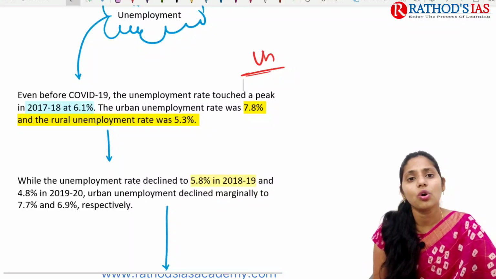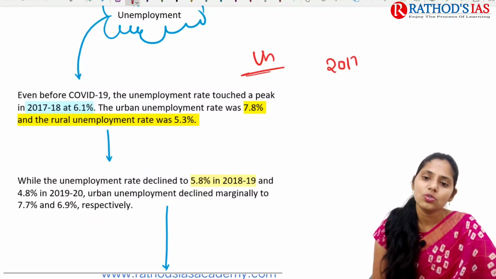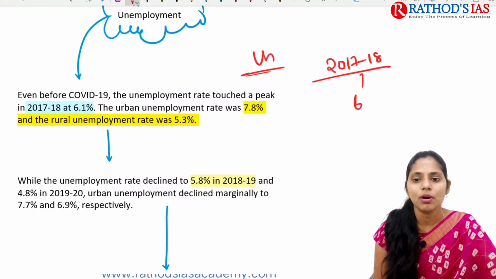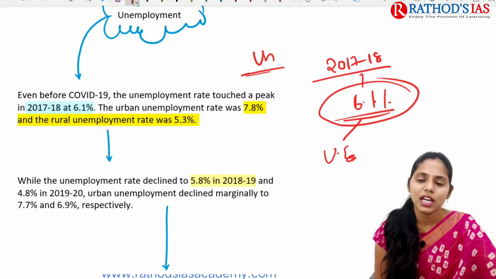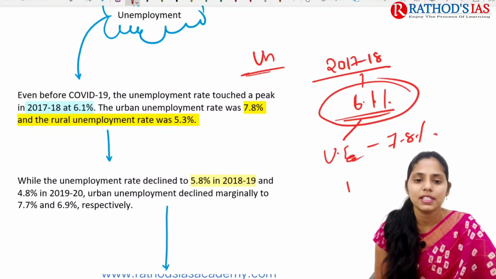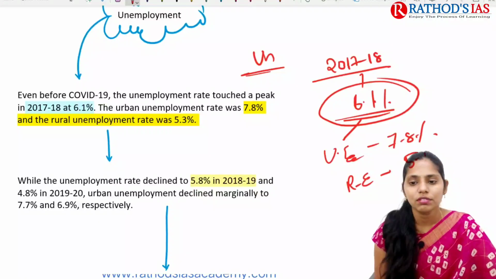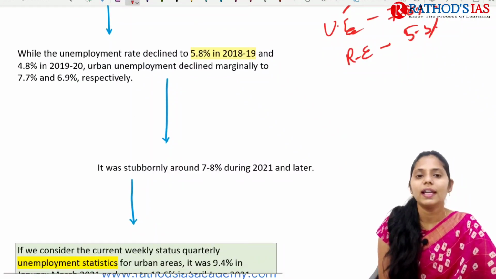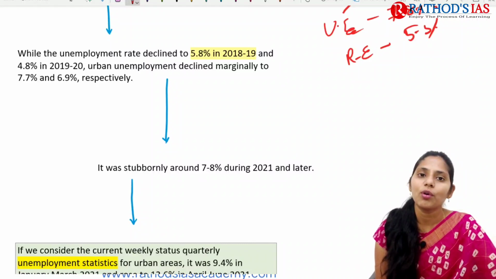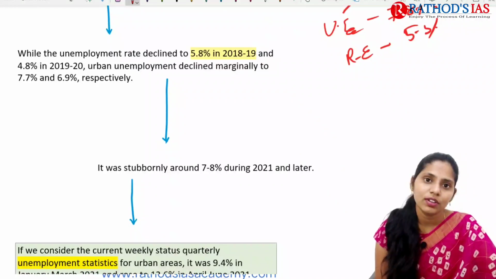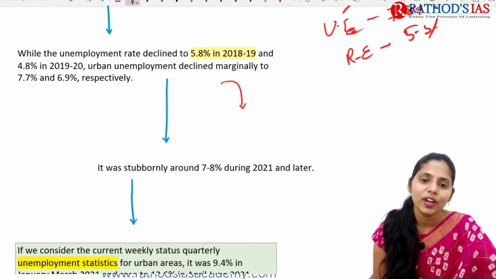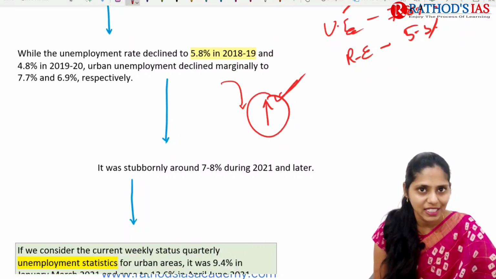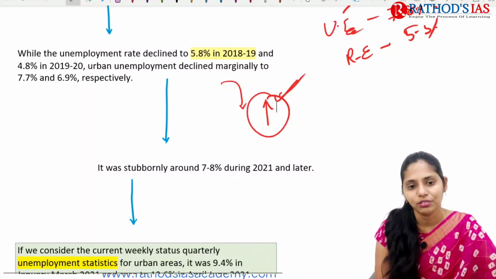But even before this COVID-19 period, if you see the 2017-18 data, it says about 6.1% unemployment. And if you're focusing especially on urban unemployment, it is 7.8%, and the rural unemployment rate is 5.3%. While the unemployment rate declined to 5.8% in 2018 to 2019, and in 2019 to 2020 it was 4.8%, what happened due to this COVID-19?